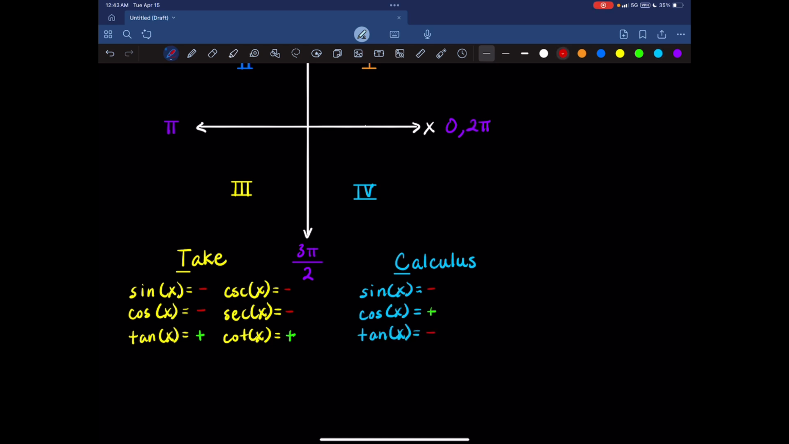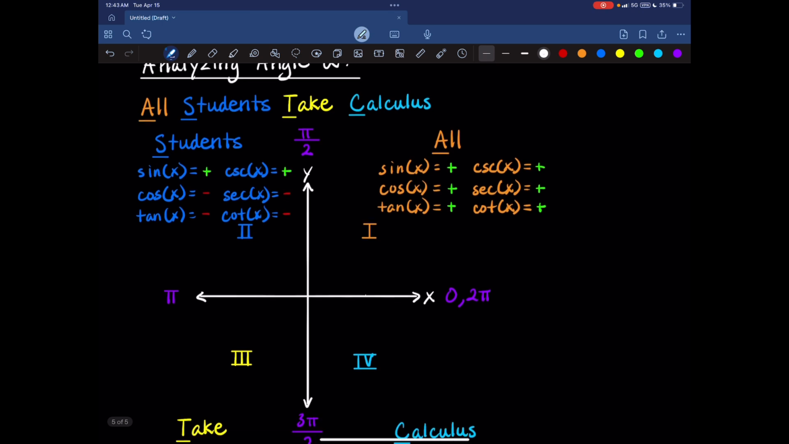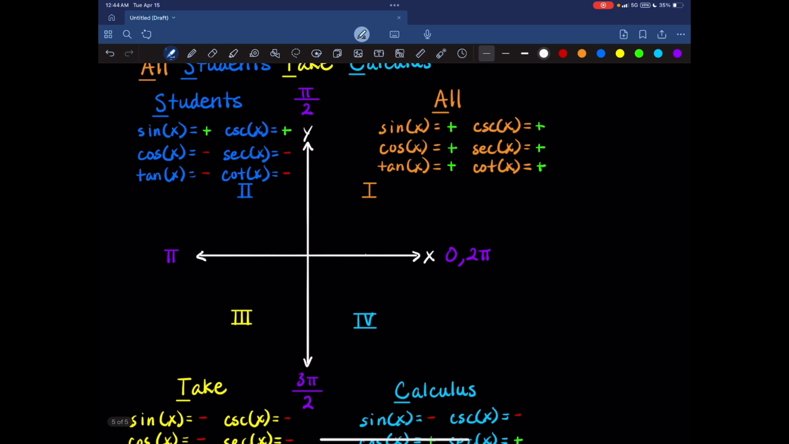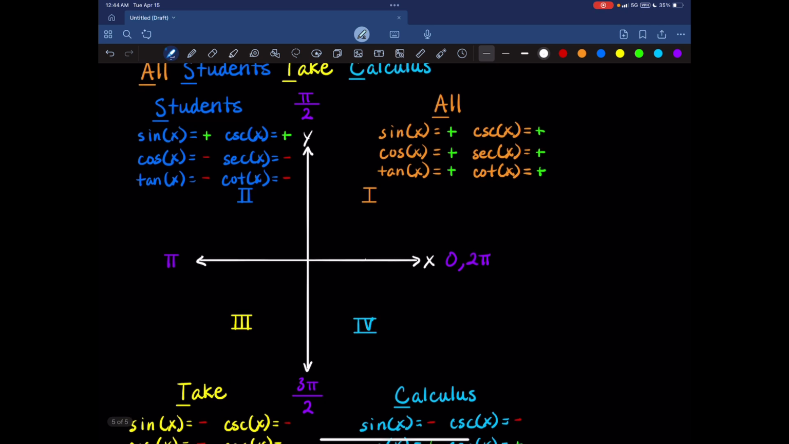And so now let's take reciprocals. So the cosecant of x will be negative. The secant of x will be positive. And the cotangent of x will be negative. All right, so we've thoroughly analyzed all trigonometric functions and their reciprocals using the all students take calculus method. We looked at every single quadrant, every single trigonometric function, and so now we know what the signage will look like for all of them, depending on the angle and the quadrant.